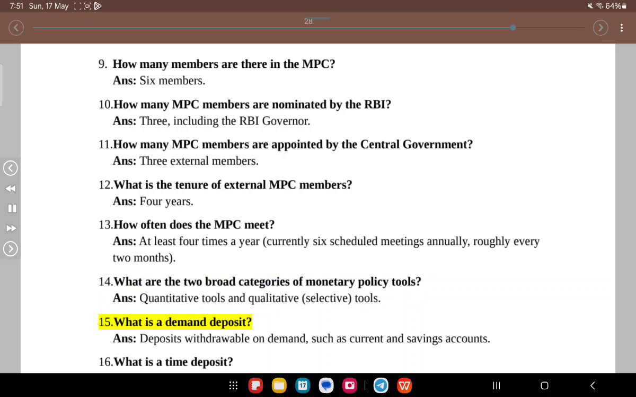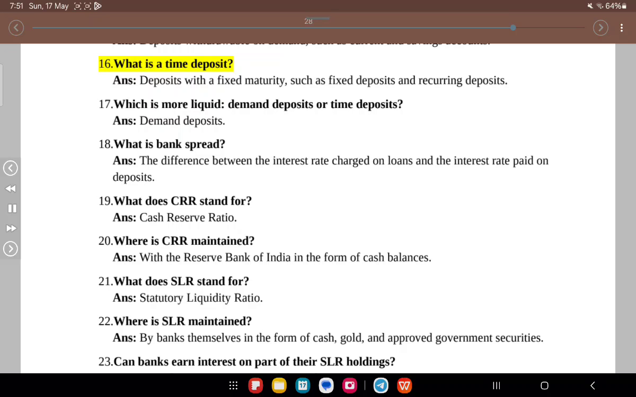15. What is a demand deposit? Deposits withdrawable on demand, such as current and savings accounts. 16. What is a time deposit? Deposits with a fixed maturity, such as fixed deposits and recurring deposits. 17. Which is more liquid, demand deposits or time deposits? Demand deposits. 18. What is bank spread? The difference between the interest rate charged on loans and the interest rate paid on deposits.